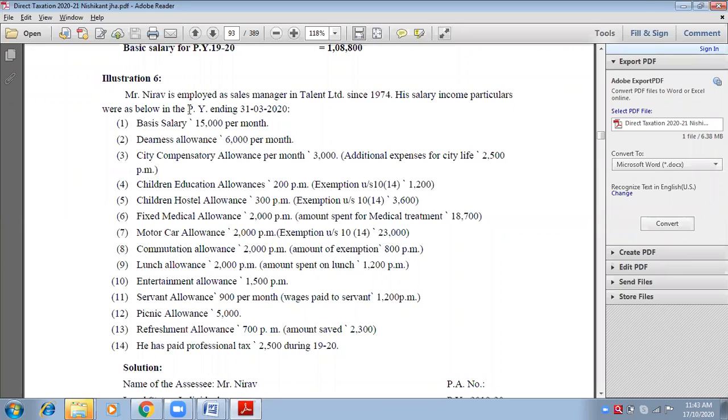So we will do this question, okay? Mr. Nirav is employed as a sales manager in Talent Limited, of course a private company since 1974. His salary income particulars were as below in the previous year ending on 31st March 2020. Whatever is given, we will do it sequence-wise. Make columns, write from the top: SSC Mr. Nirav.